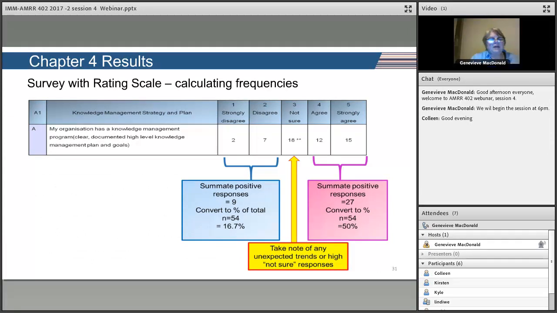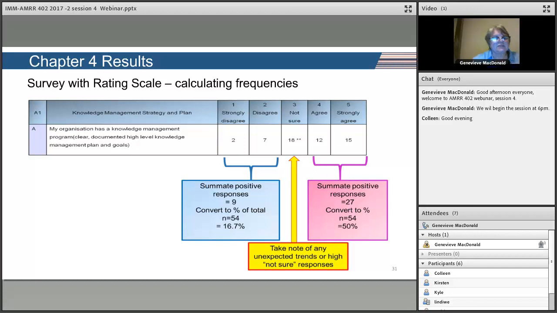So if you see a clear trend, I would summate the positive responses and negative responses. Oh, I've got two positives there. One should be negative and one should be positive. Sorry. And say, for instance, you've got a large group that is actually in the not sure category. That opens a question that says, why? Why are there so many people not sure?